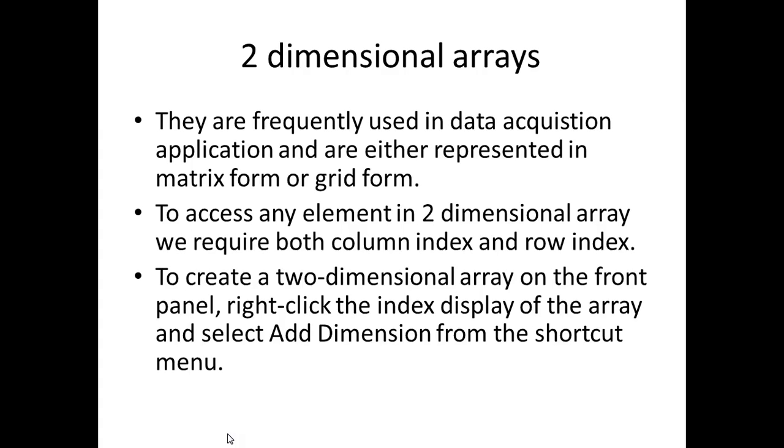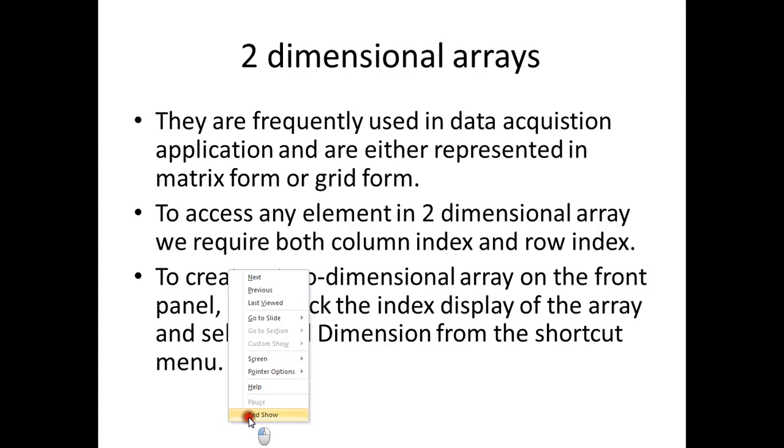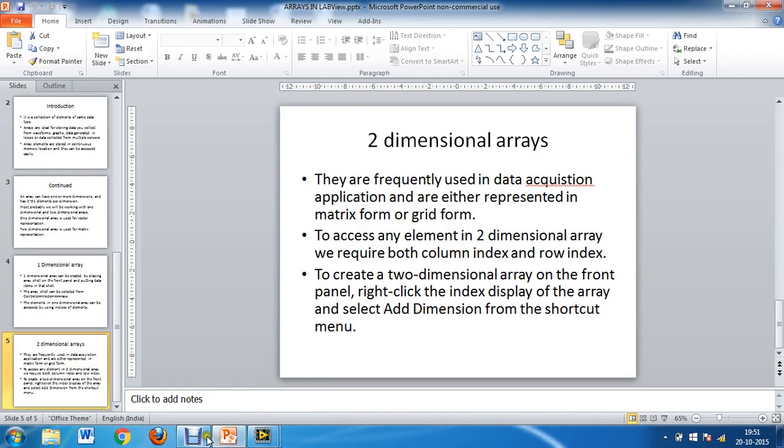The second most used type of array is the two-dimensional array. They are frequently used in data acquisition applications and are represented in matrix form or grid form. To access any element in a two-dimensional array, we need to specify two indices, one for the row index and one for the column index. These are the two most commonly used arrays. Now we will go and check the various array functions which are available in LabVIEW.